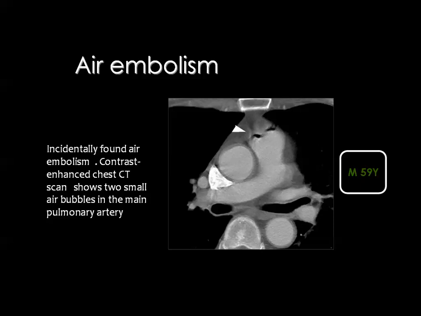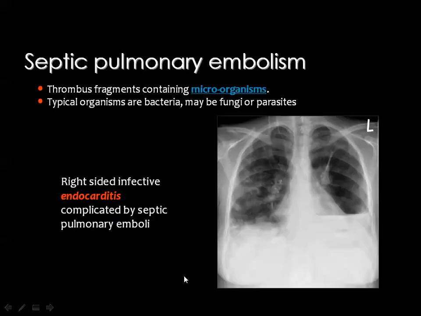Other emboli can enter the pulmonary circulation, and this is air embolism, which is now frequently seen in the clinical practice after the use of automatic injectors, which can lead to some injection of air with the contrast material, and it will appear like this in the pulmonary artery. Then septic emboli, which means that there are embolic material containing microorganisms like bacteria or fungus or even parasites, and this is a common situation in patients with infective endocarditis.